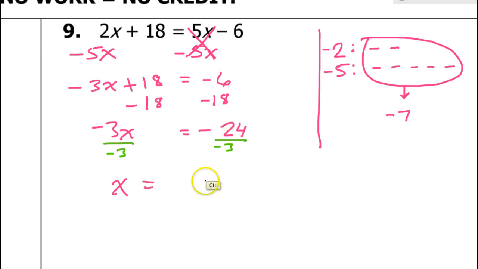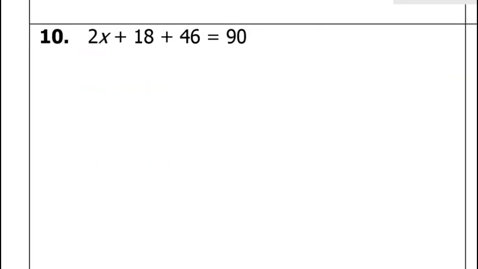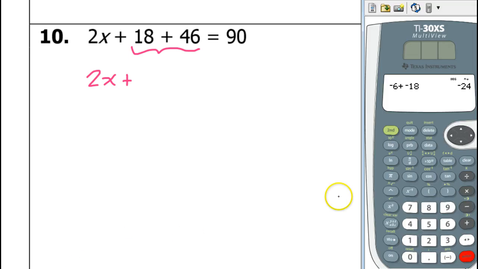Now, a negative divided by a negative is a positive, so this is going to be positive 8. Alright, here we have to watch out for like terms. Here we have 18 and 46 together on the same side of the equation. These are like terms, so we're going to put those together. So I'm going to just bring down my 2x plus. Now 18 plus 46, that's 64.